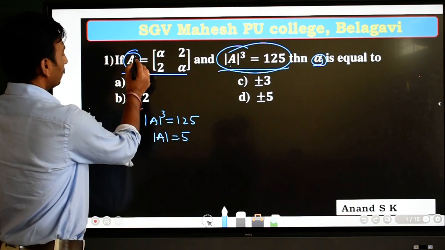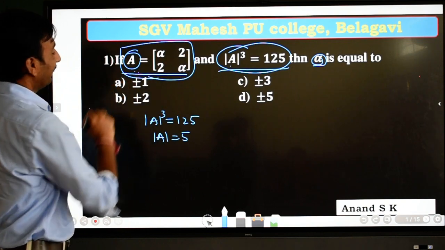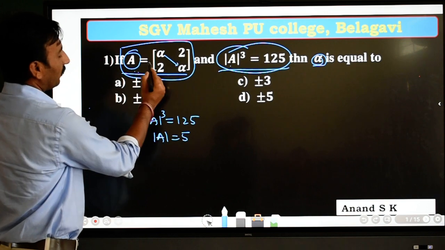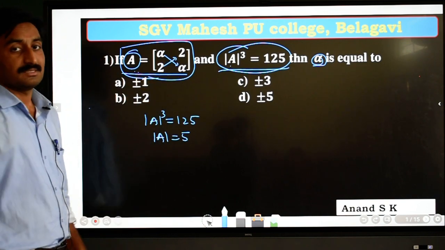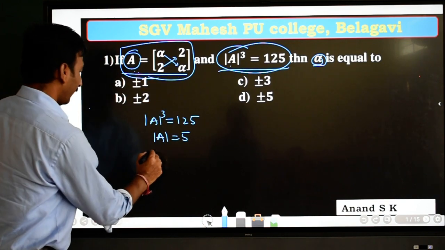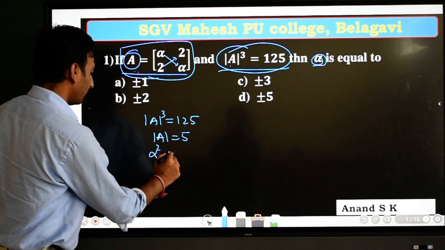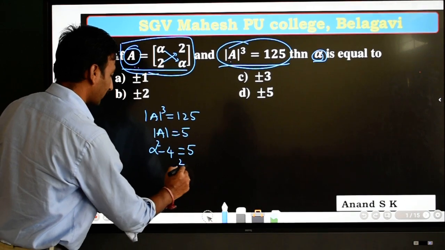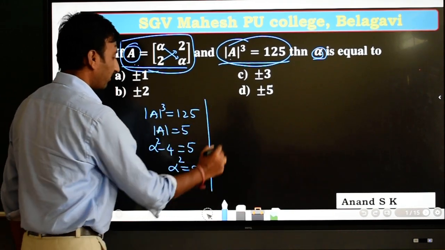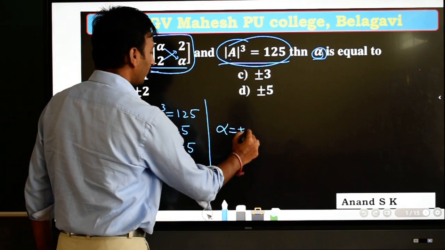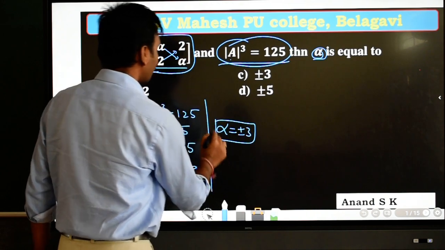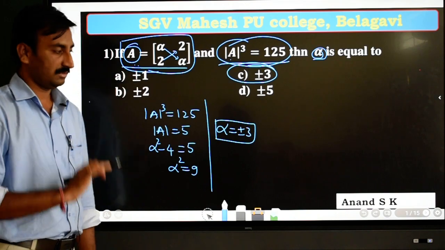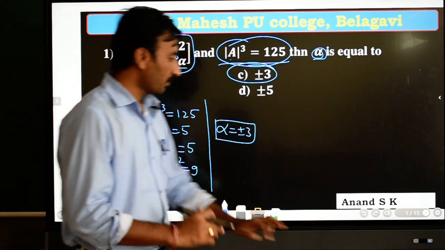Now using this data I can easily find what the determinant of A is. This is alpha into alpha, alpha square, and this is 2 into 2, 2 square. So you can say alpha square minus 4 is equal to 5, and hence you get alpha square equal to 9, therefore alpha is equal to plus or minus 3. So this is our answer. Option C is correct for this question. So next question.